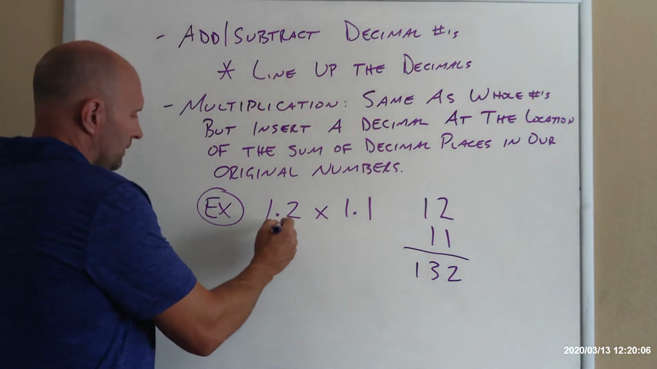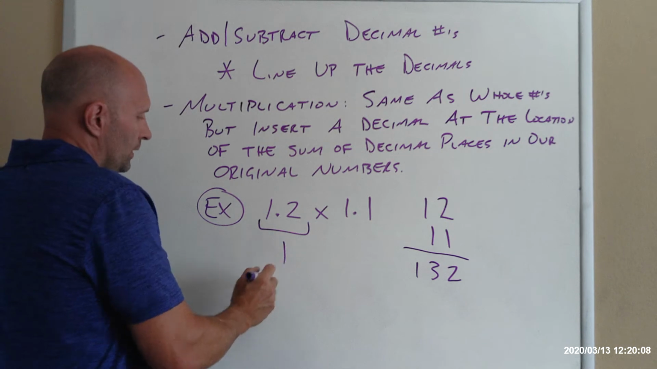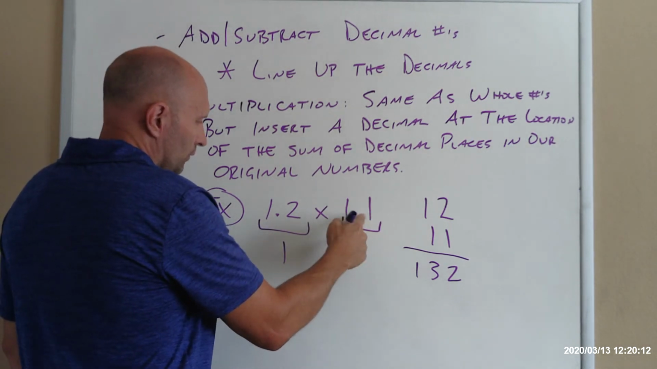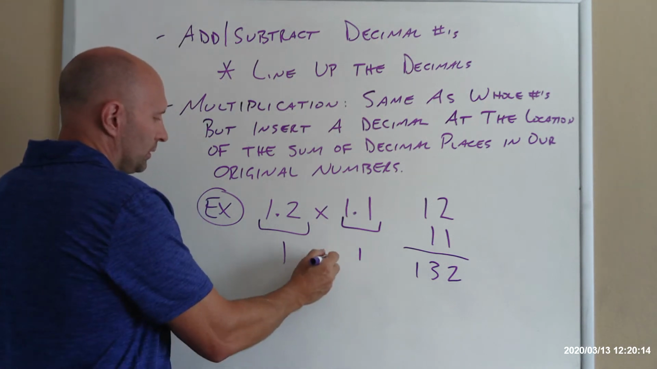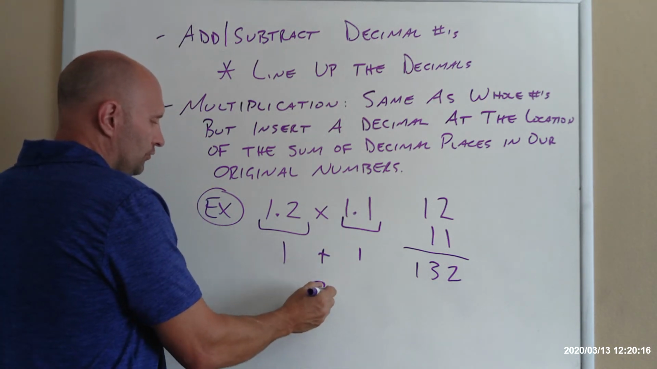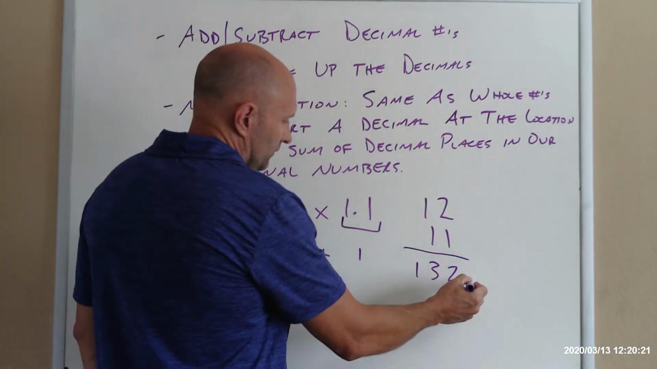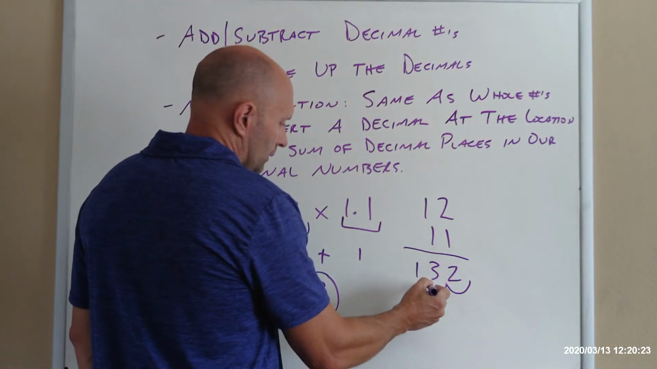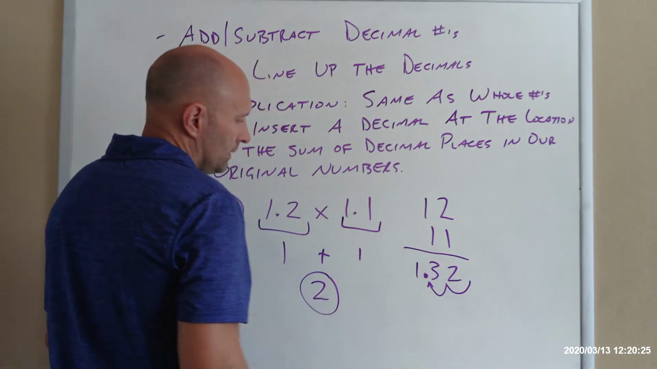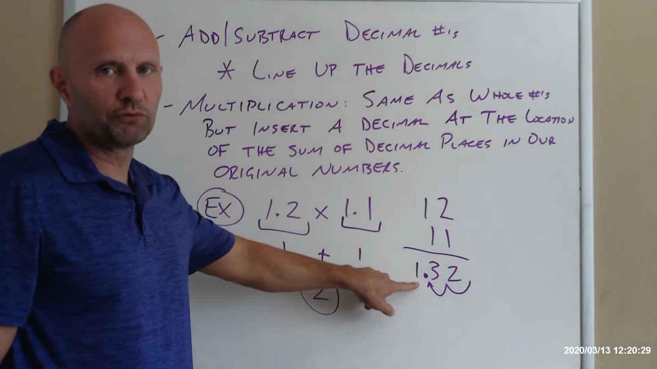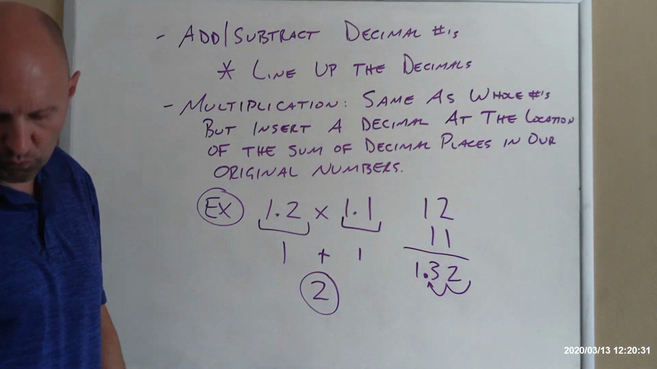But what did we have? In this first number, we had one number after the decimal place, and in this one, we had one number after the decimal place. So 1 plus 1 is 2. In our answer, we want to go 2 decimal places, starting at the right, so 1, 2. So 1.2 times 1.1 is equal to 1.32.